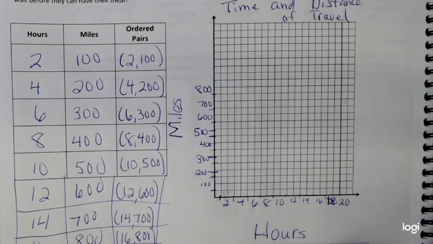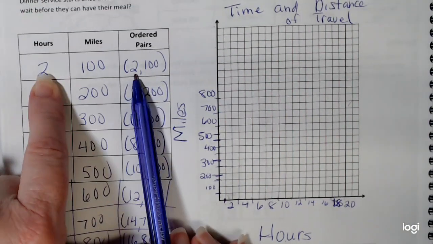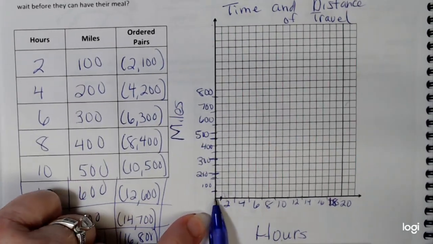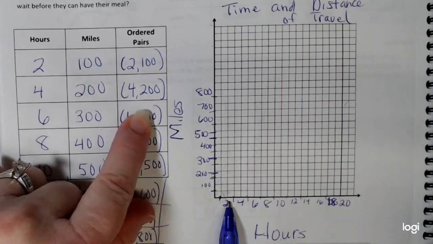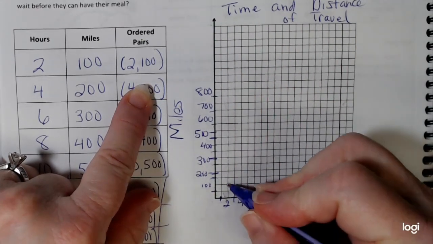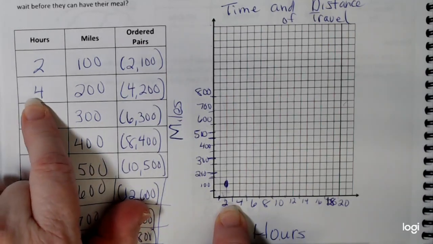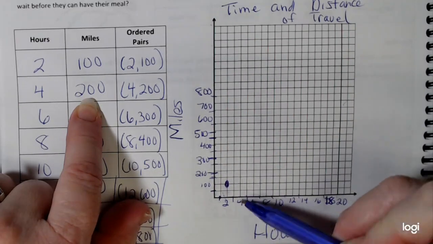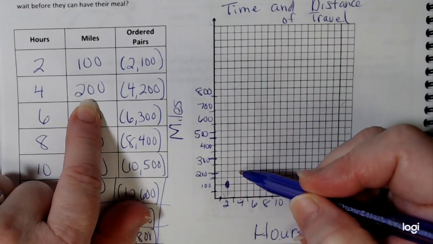So now what we're going to do is we're going to try and plot some points. And our first point here says 2 hours, 100 miles. So we're going to start here in the corner at our origin, and we're going to go over to the 2 hours, and we're going to go up to the 100 miles, and we're going to put a dot. Okay, now we're going to go 4 hours, 200 miles. So we're going to start here again, 4 hours, and we're going to go from 4 hours up to 200 miles.